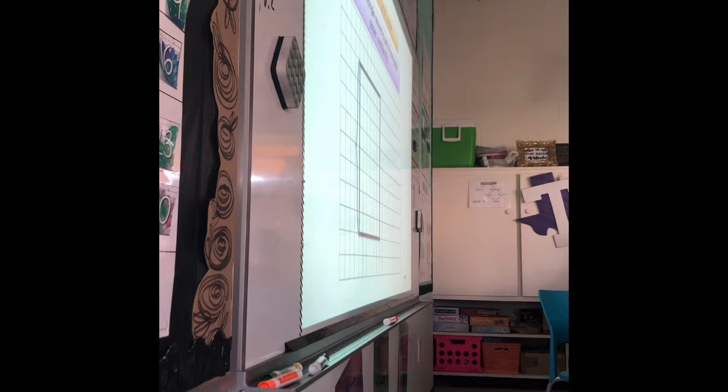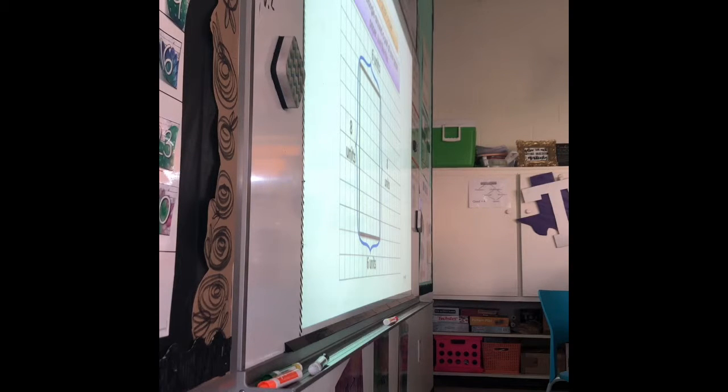We've got 1, 2, 3, 4, 5, 6, 7, 8. So what is the length of that side? 8. And we know this is a rectangle, so if this side is 8, the opposite side is 8. Okay. Now let's find the width. Let's count. We've got 1, 2, 3, 4, 5, 6. Because this is a rectangle and the opposite sides are congruent, they're the same, what would the other side be? 6.